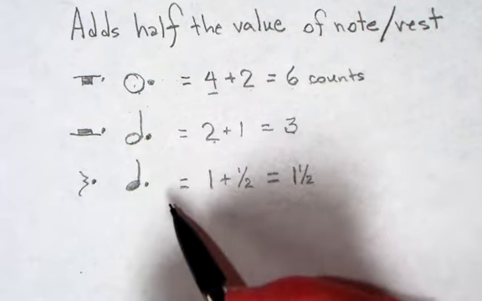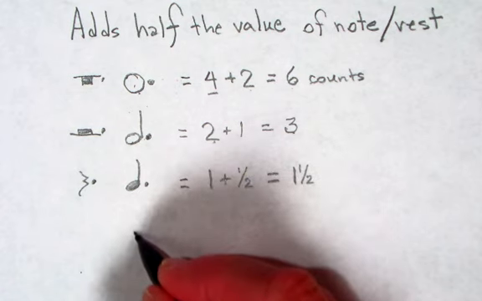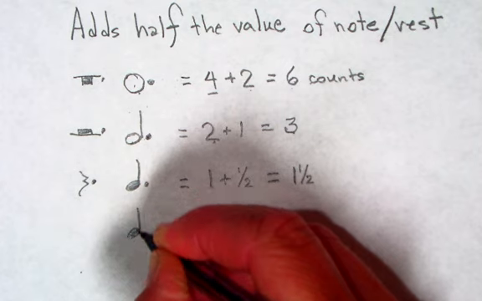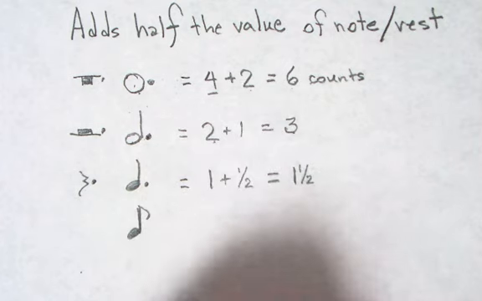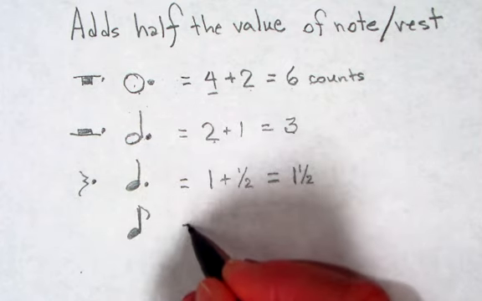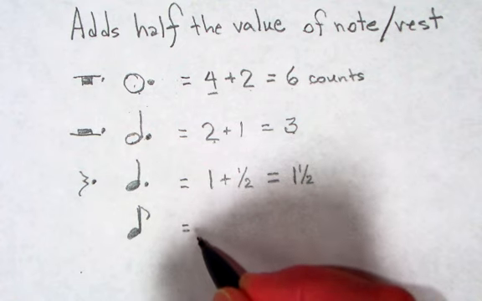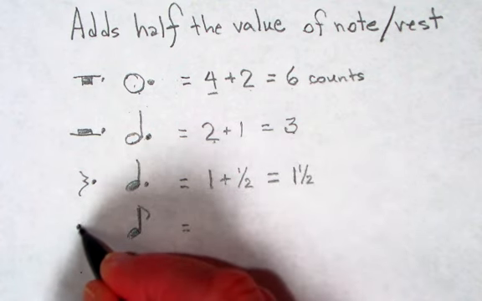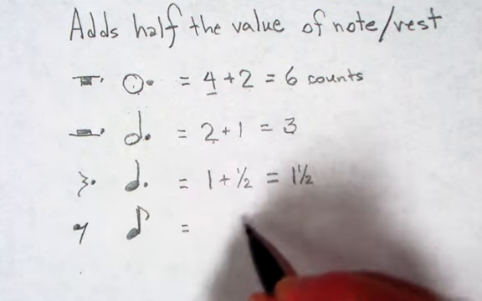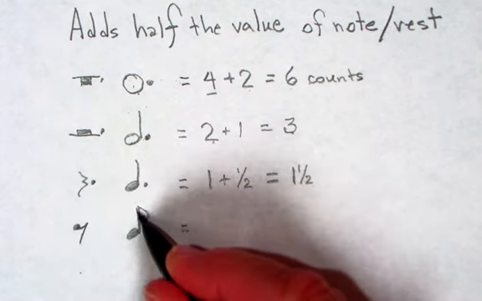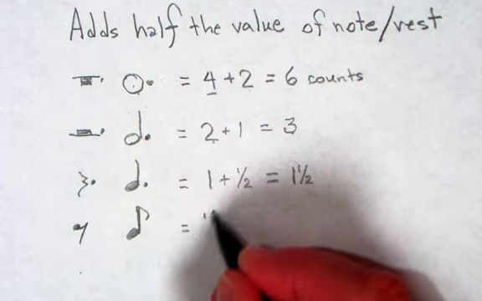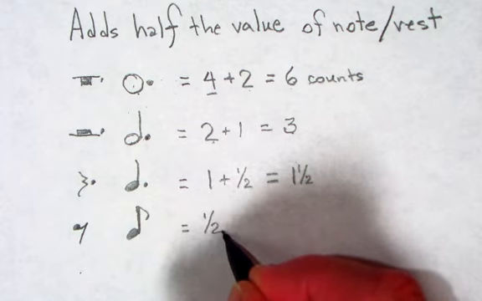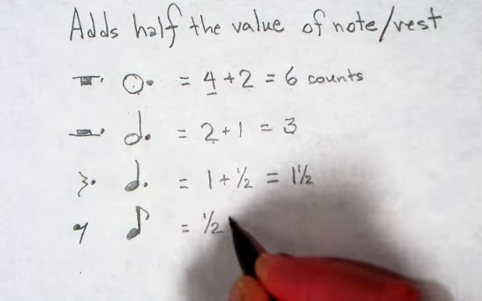It gets a little more complex. Let's do 8th notes or 8th rests. Now this is where students start to really get confused. Don't get confused. This is very basic math. Here's my 8th rest. Looks like a little funky 7, right? How much is an 8th rest or an 8th note worth? A half a beat.